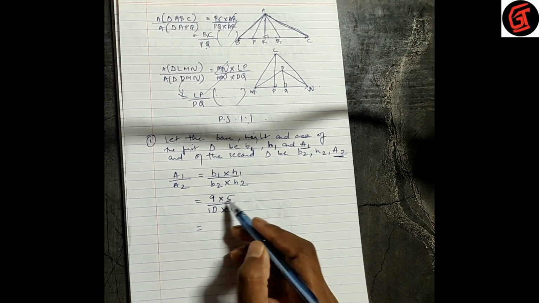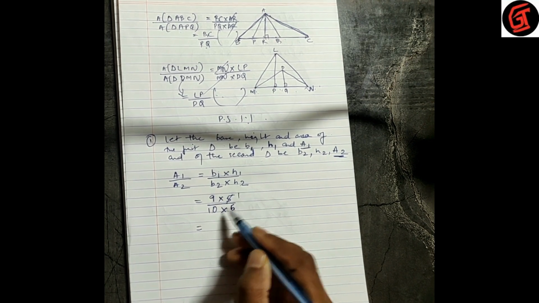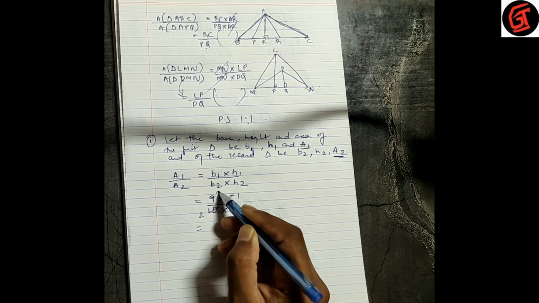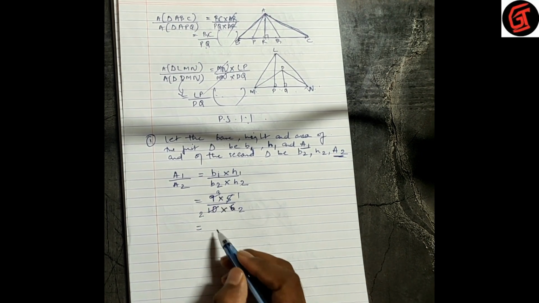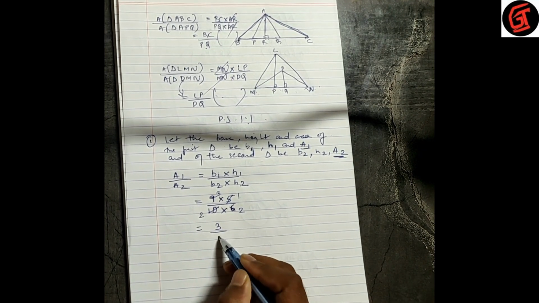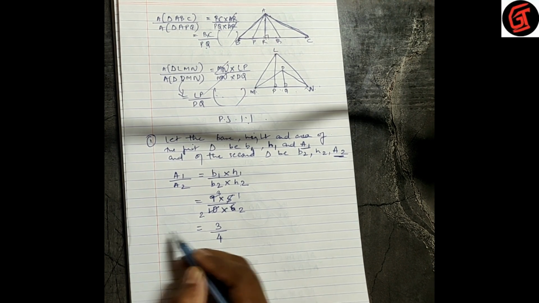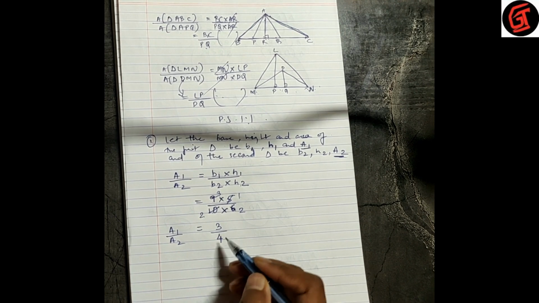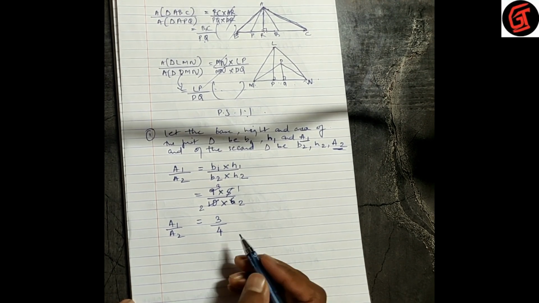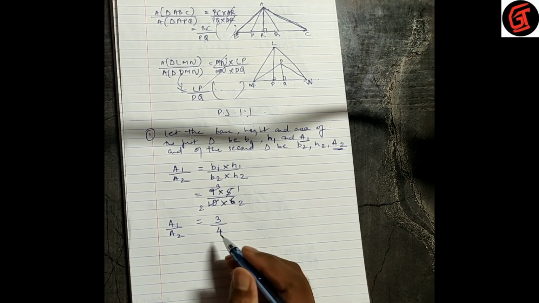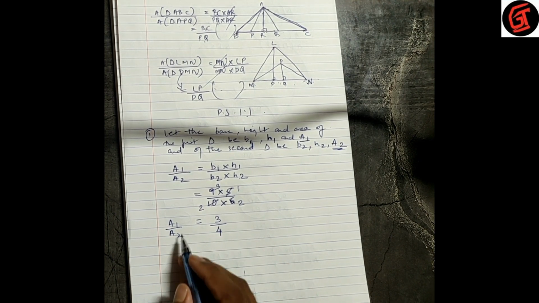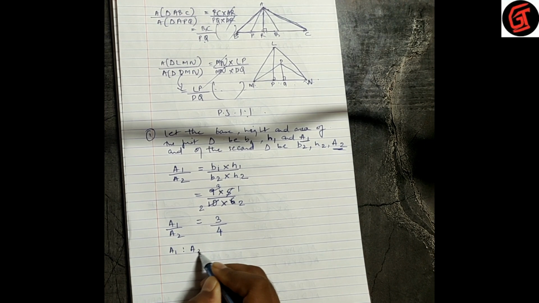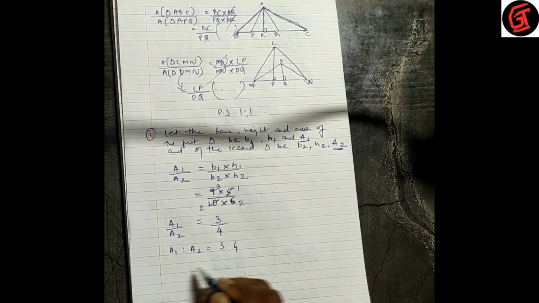Now if you see, we can directly do some cancellation. 5 ones are 5, 5 twos are 10; 3 twos are 6, 3 threes are 9. Nothing else goes. So 3 ones are 3, 2 twos are 4. Anything else? Nothing. Therefore A1 upon A2 is 3 upon 4. Now what do we have to find in the question? See the question again: find the ratio of the areas. A1 upon A2 is 3 upon 4, but we have to write it as a ratio. So A1 is to A2 is 3 is to 4.